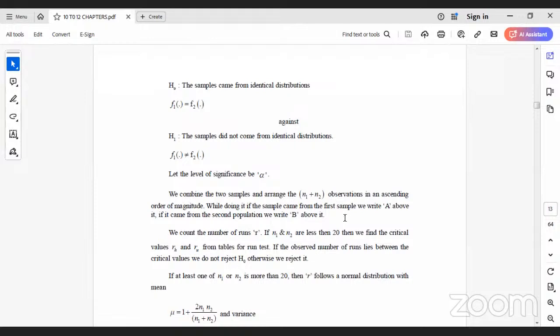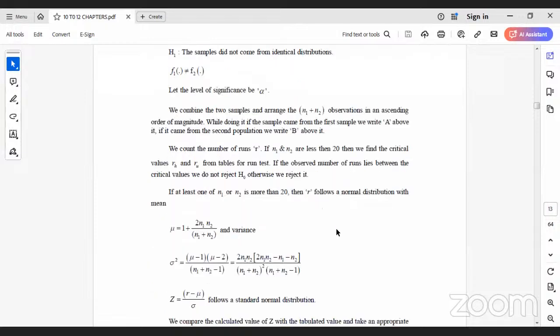So we count the number of runs. If n1 and n2 are less than or equal to 20, we find the critical values R_L and R_U from the tables of the run test. If the observed number of runs is between the critical values, we do not reject H0, otherwise we reject H0. If n1 or n2 is more than 20, R follows a normal distribution with mean 2 n1 n2 over n1 plus n2 plus 1.